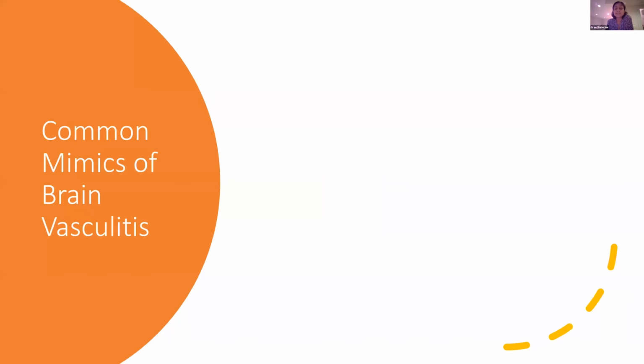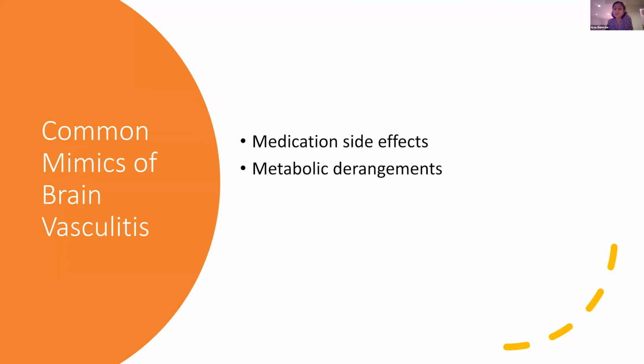So let's go over the common mimics. As I said at the start of the talk, it's very rare, so I would say it's reassuring that brain involvement is a very rare condition. But these symptoms of cognitive changes, memory issues, etc., are not uncommon, as many of you responded in the chat box. So we have to think about what the other causes of these kinds of symptoms are. The common mimics of brain vasculitis we would talk about today are medication side effects, metabolic derangements, and infections.